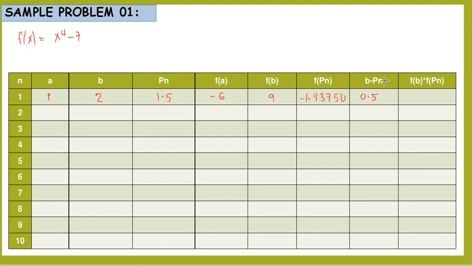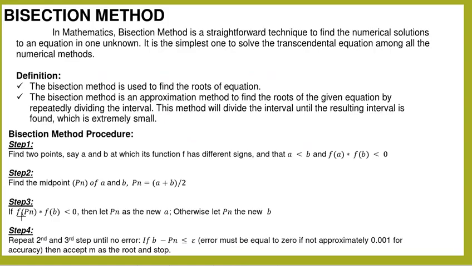Okay? And then, we also need to find the value of the function of b multiplied by the function of pn. Kasi ito yung magiging batayan natin kung anong value yung susunod natin, yung iteration natin number 2. So, ito kasi yung magdidictate kung ano yung value ng a and b natin sa next. Kaya kailangan nating isolve ito. Kasi yan nga yung ating step 3. So, if pn multiplied by fp is less than 0, then yung pn natin is our new a. Otherwise, yung pn natin is the new b.